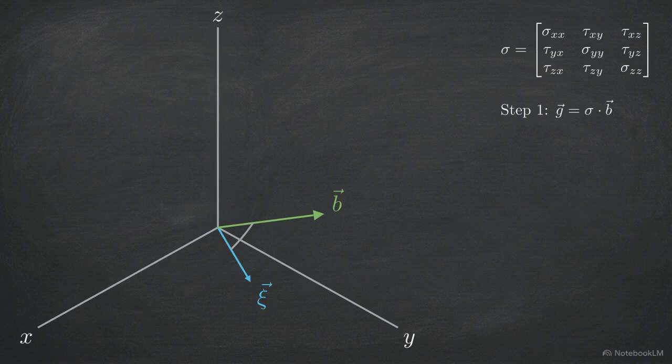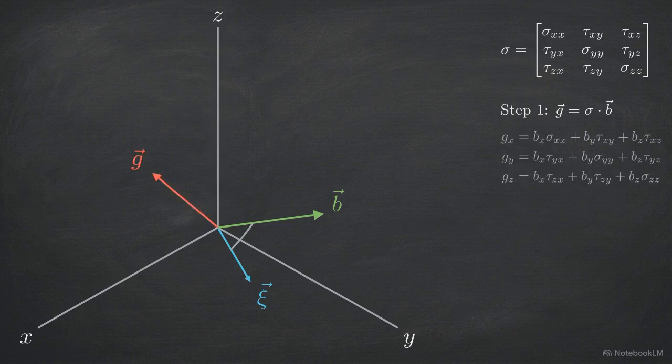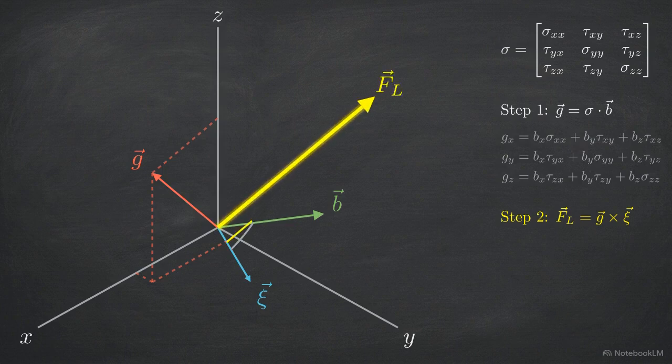Step 1 of the derivation requires the dot product of the stress tensor and the Burgers vector. This operation generates the intermediate stress vector, g. This g vector represents the local stress components acting specifically in relation to the magnitude and direction of the Burgers vector. Step 2 is the cross product of the stress vector, g, and the line direction, xi. This calculation determines the final force vector, Fl.